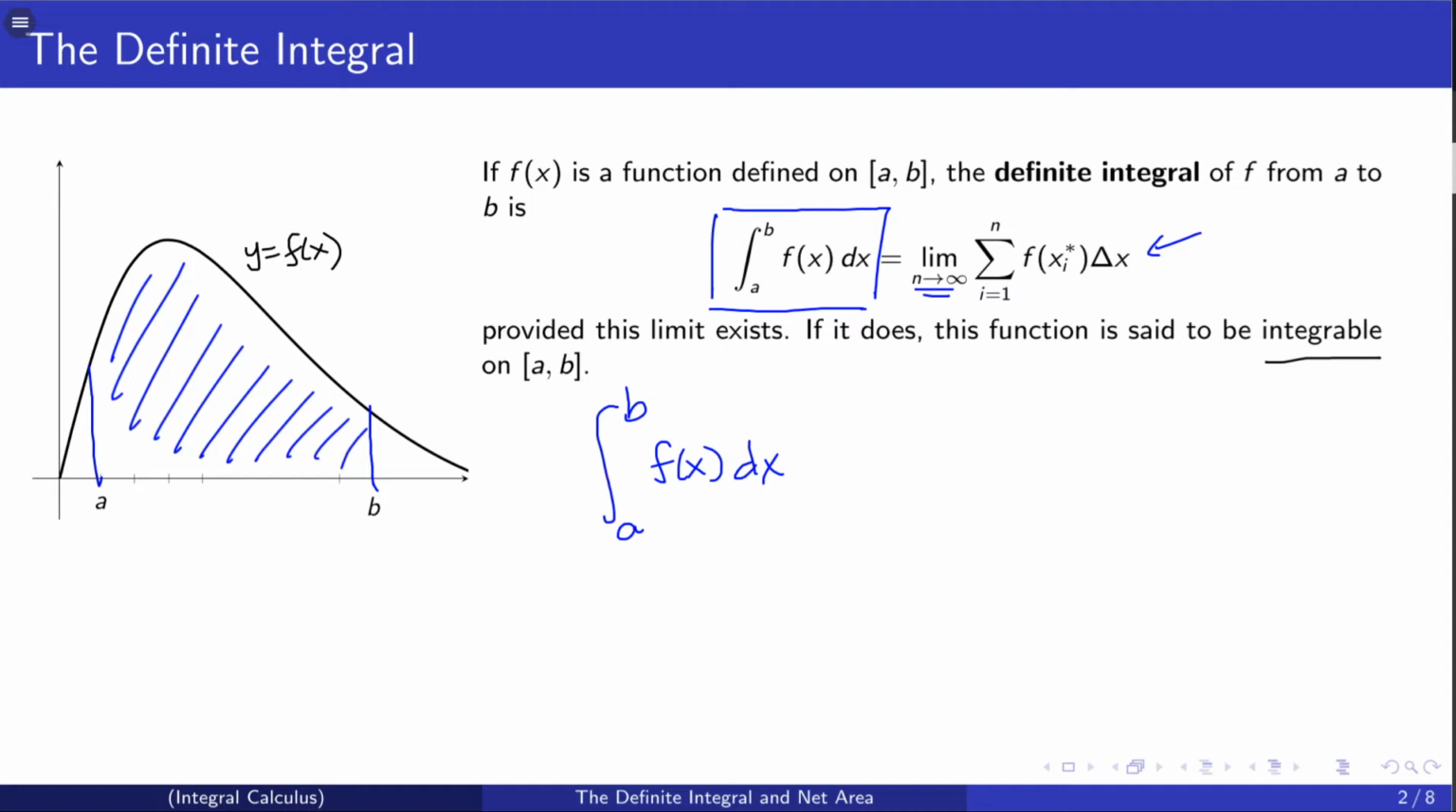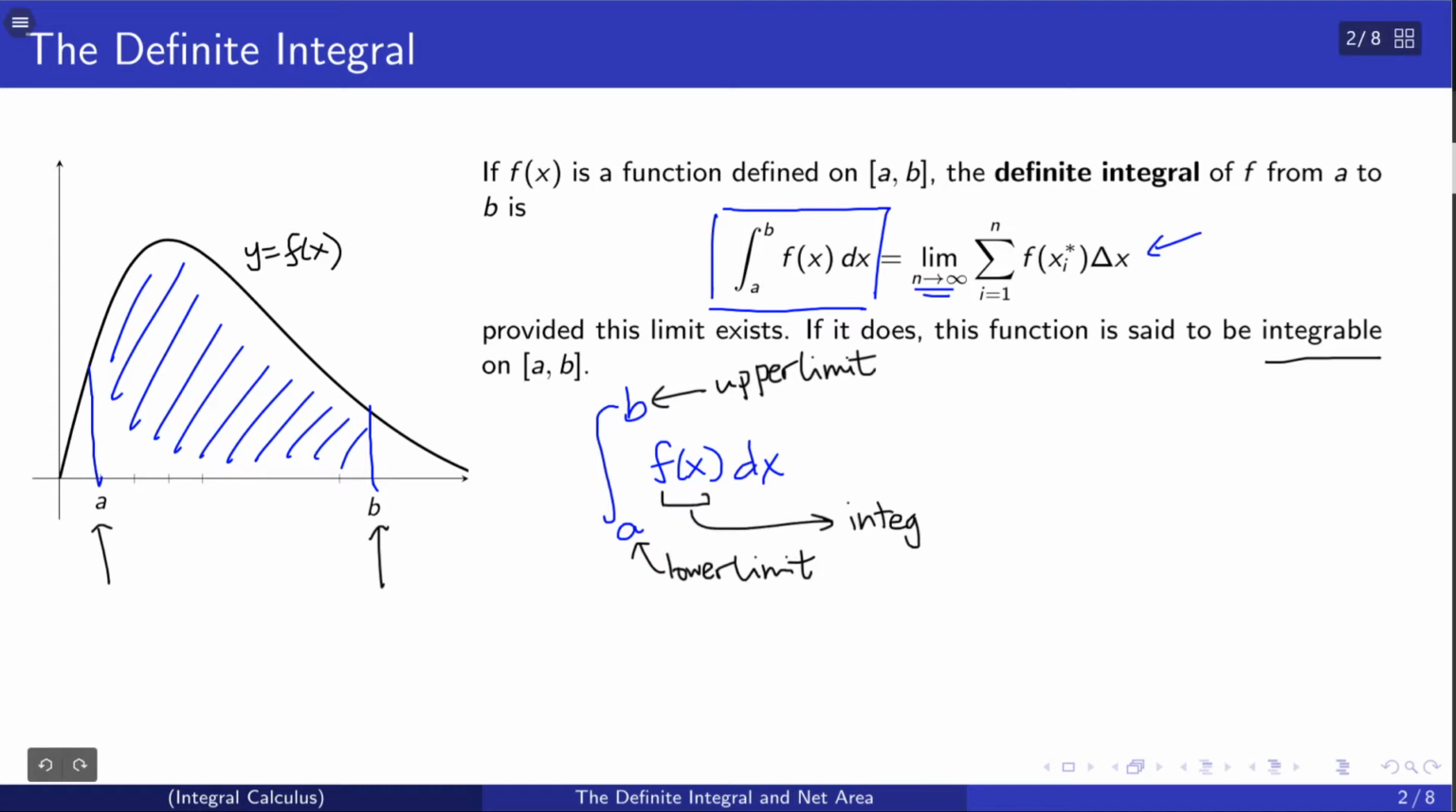Now, let me just go through the parts of the definite integral here. a and b are called the lower and the upper limits of the integral. Right, so they signify where you cut the function off on the left and on the right for taking the area in between them. f is called an integrand, just a fancy word to mean this is the function we're taking the integral of.